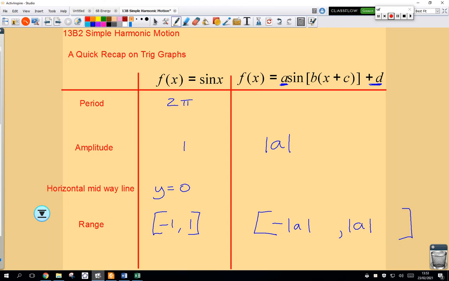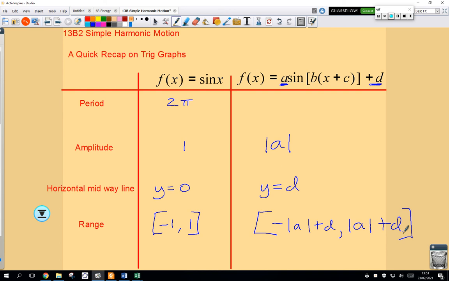And we can summarize that by saying the horizontal midway line will always be y equals whatever d is out here. And the range, we just increase by whatever d is. If d is positive, that moves it up. If d is negative, that moves it down. Okay, so there's my range, my horizontal midway line, and my amplitude.